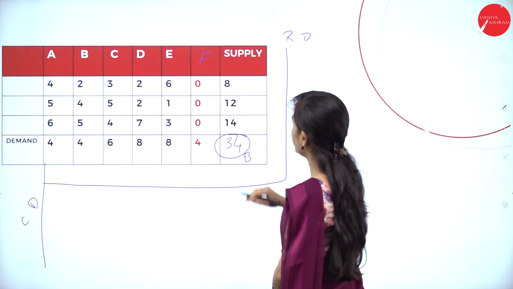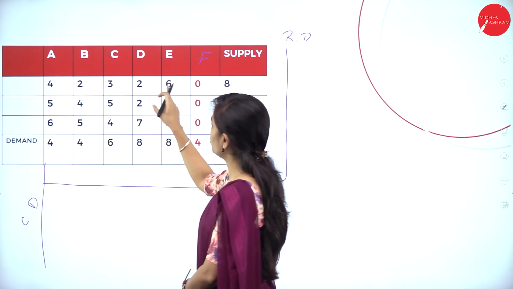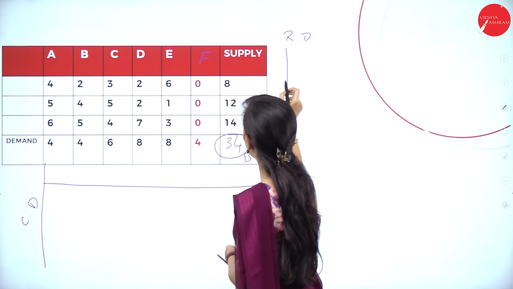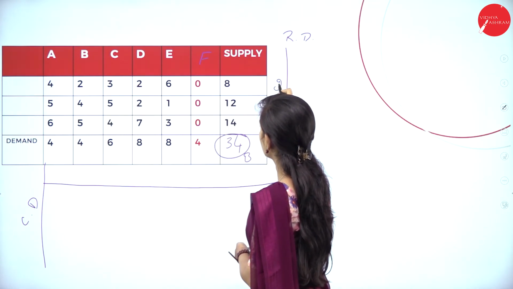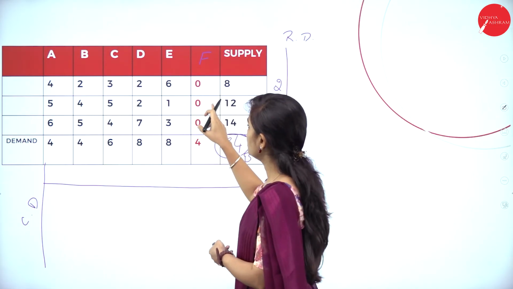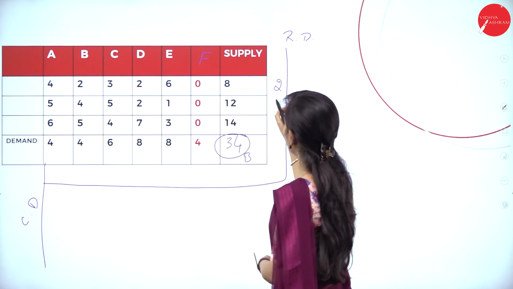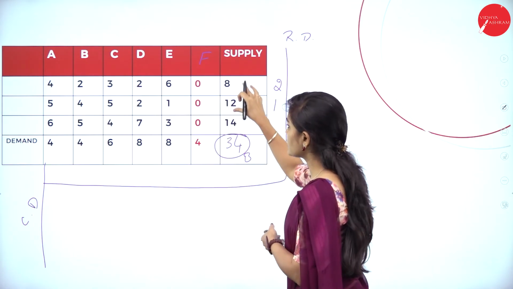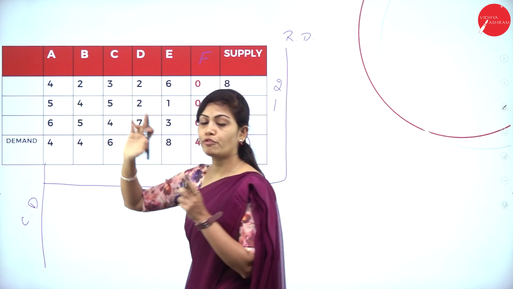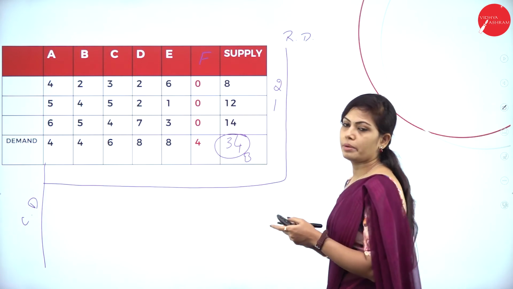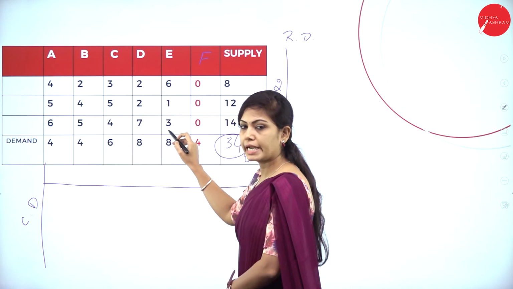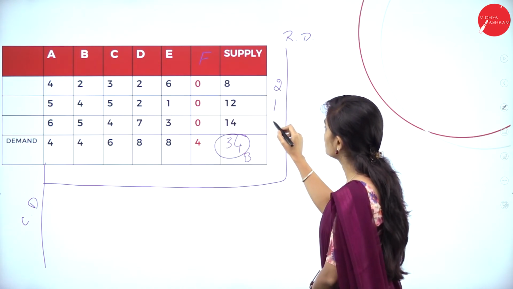For finding the row difference, you just consider the first row. In the first row, the least value is 0 and the second least value is 2. 2 minus 0 is 2. And in the second row, consider the least value here. Least value is 0, second least value is 1. 1 minus 0 is 1. Except for the supply value and demand value, you consider only these variables for finding the row difference and column difference. Don't get confused. In the third row, least value is 0, the second least value is 3. 3 minus 0 is 3.